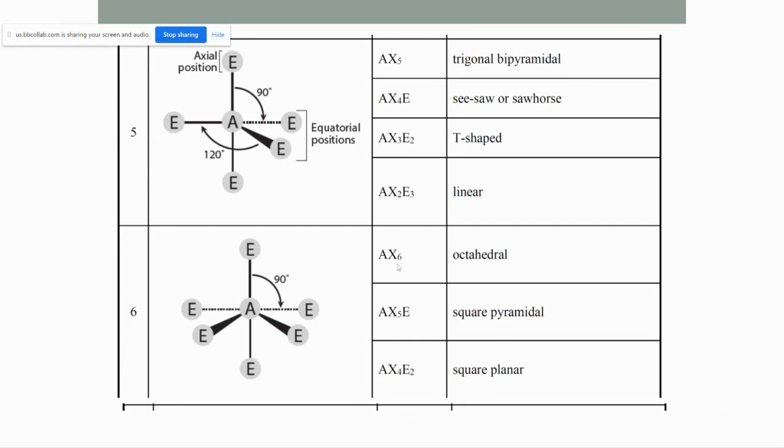Again, this is kind of an abstract concept, but as you start drawing those Lewis structures, trust me, all these shapes will come into play. As soon as you draw the Lewis structure and come up with these notations, you'll be able to figure it out.